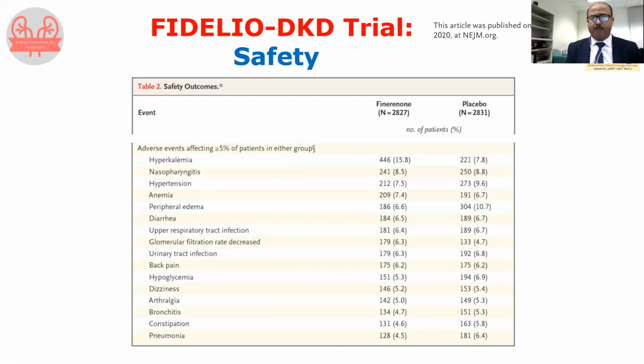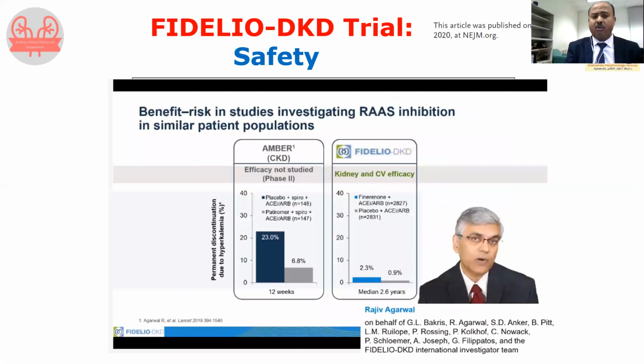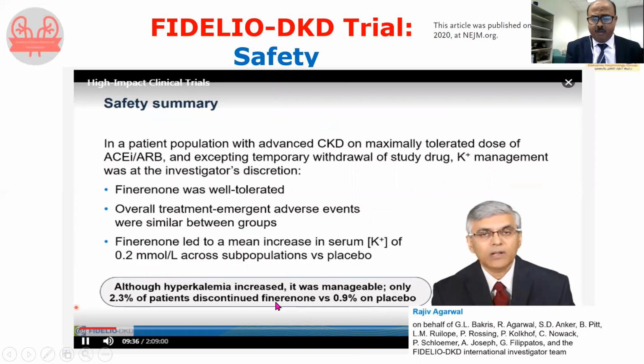Yes, hyperkalemia is an important problem, but it is not like the previous trials using spironolactone, and this is assuring data so long as we are following our patients. This is one of the comparisons presented by Professor Agarwal: FIDELIO-diabetic kidney disease in comparison to AMBER. In AMBER, patiromer was used with spironolactone to reduce the incidence of hyperkalemia. If you look here, without patiromer, hyperkalemia is 23%. And here the significant hyperkalemia was 2.3%. It seems that there is a contrast toward the safety of Finerenone in this issue. This is why Professor Agarwal stated that although hyperkalemia increased, it was manageable. Only 2.3% of patients discontinued Finerenone versus 0.9% in placebo.